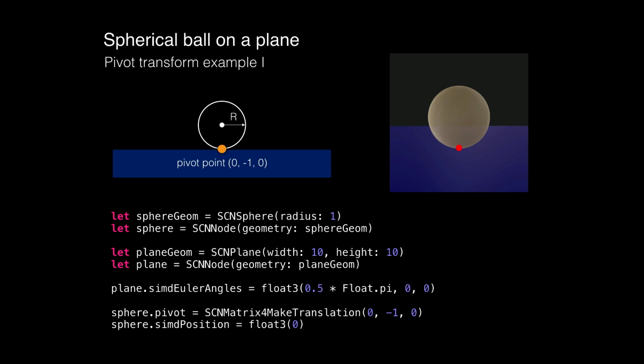Here is an example of the use of pivot transform to simplify node transform manipulation. In this example, there is a sphere lying on a plane. It touches the plane in a single point. In the code below, in the first two lines we create a sphere geometry of radius 1, then create a SceneKit node and pass the geometry as one of the parameters. Then a plane is created.